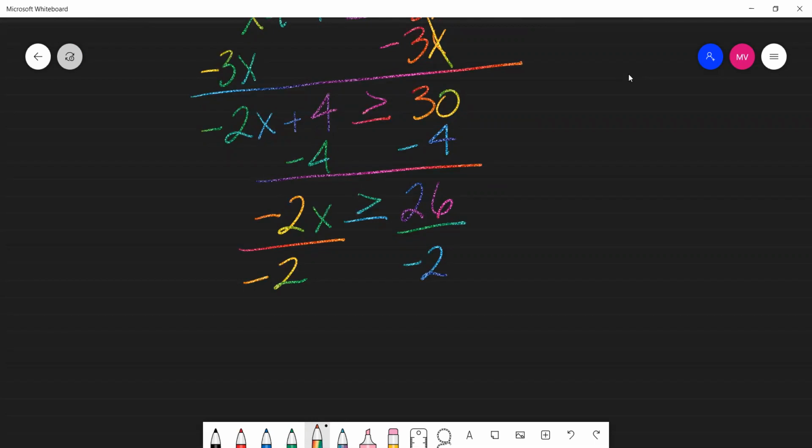So when we divide by -2 on both sides, what is our final solution? X. Oh my gosh. X is less than or equal to -13.